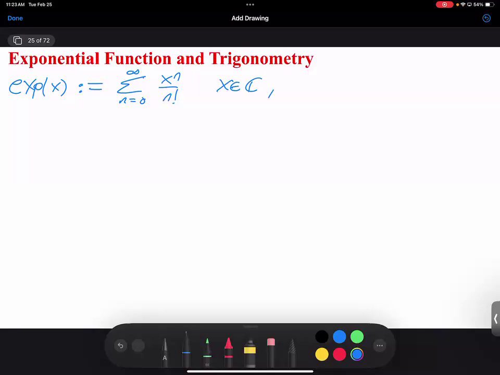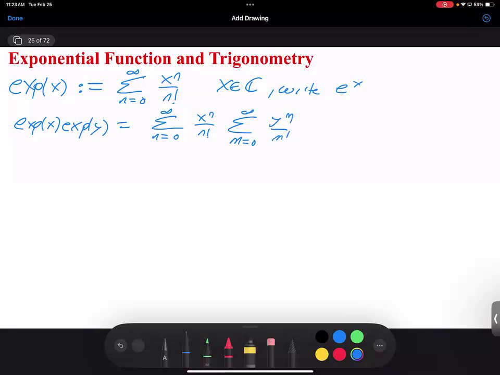And of course, we write e to the x. And as soon as we write e to the x, this is suggestive, right? E to the x times e to the y is e to the x plus y. But technically, if I give you exponential x, exponential of y, that is the sum, n goes from 0 to infinity, x to the n over n factorial, and then the sum, m goes from 0 to infinity, y to the m over m factorial, versus the sum, let's say k goes from 0 to infinity, x plus y to the k over k factorial, which would be the exponential of x plus y.